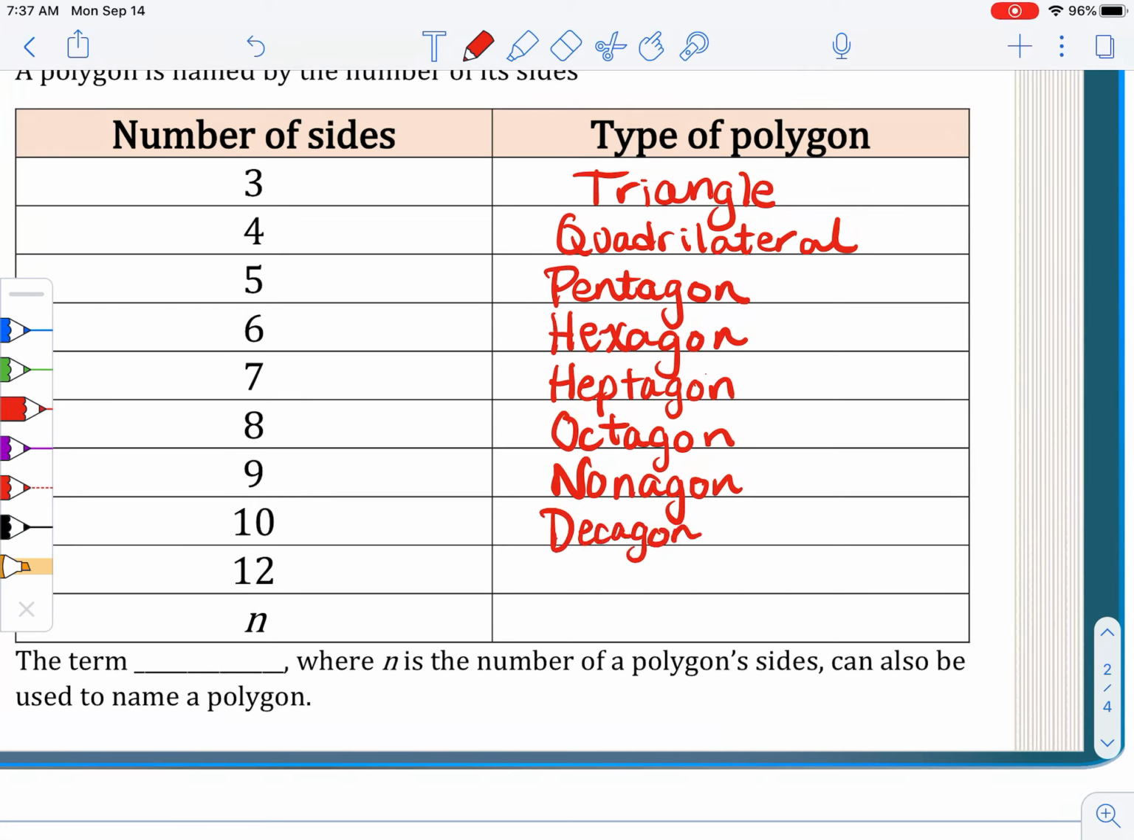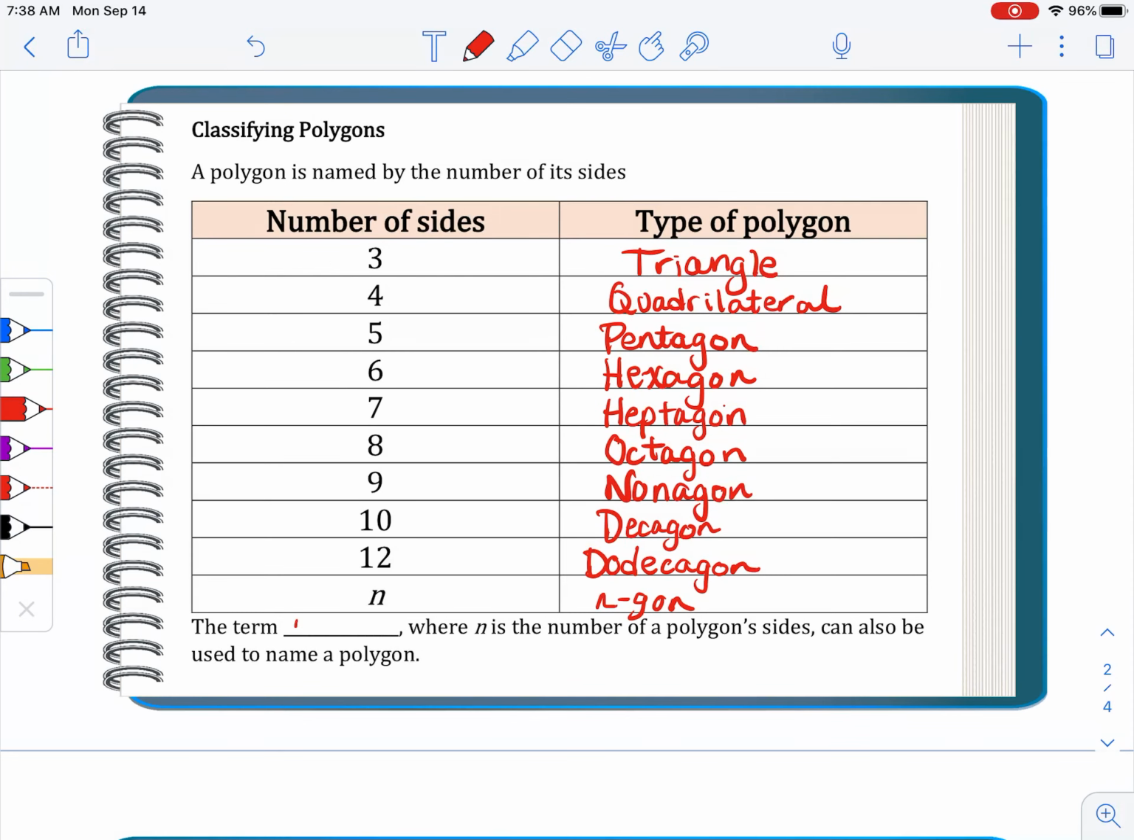I don't know why the book skips 11, but that's fine. And 12 is a dodecagon. So if you know Spanish, you can think "dos decagon": 2 decagons, 2 plus a decagon. And then we also have, when you have the number of sides as n, this is a more general case, we'd call this an n-gon.